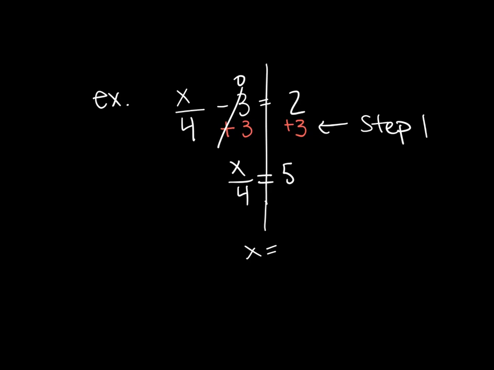The last thing we need to do is eliminate this 4. X over 4 is x divided by 4. The inverse of division is multiplication, so we will multiply each side of the equation by 4.